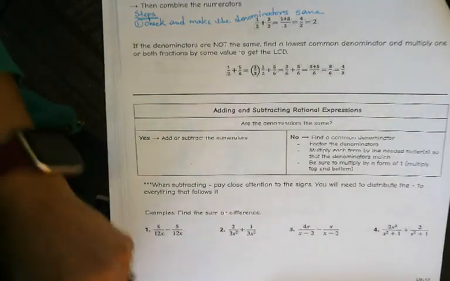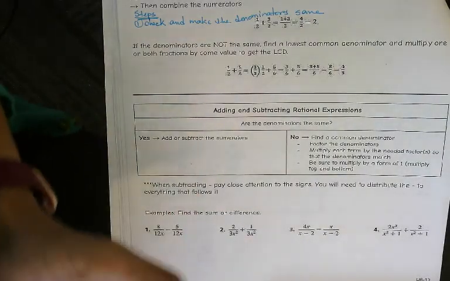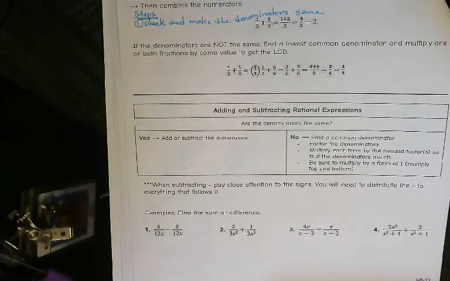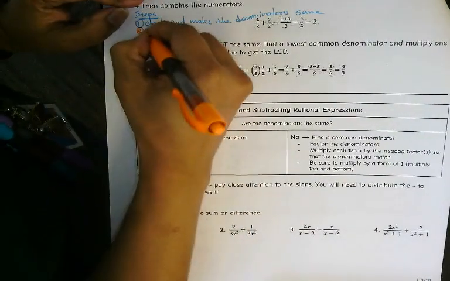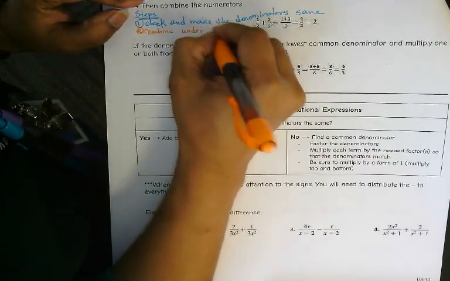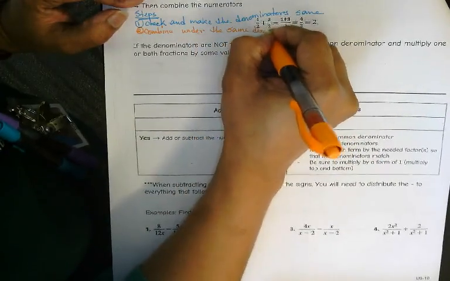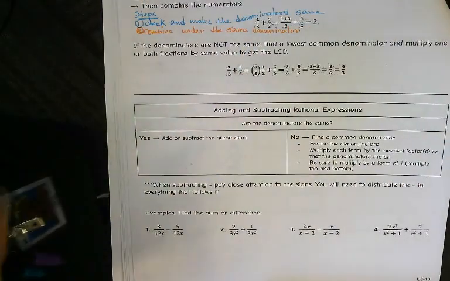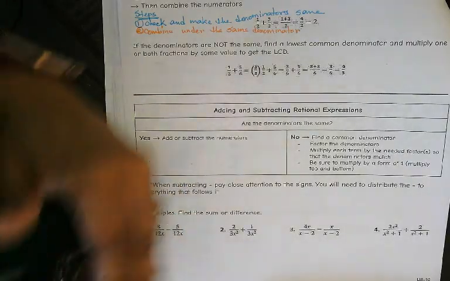Number two, once you check the denominators are same for all the terms, you have to combine them and bring them under the same denominator. So there will be only one denominator and everything on the top goes together. So that's combining under the same denominator. That's my second step.